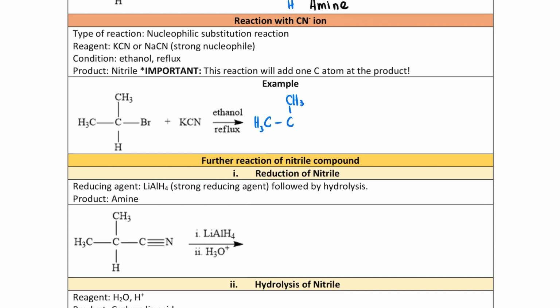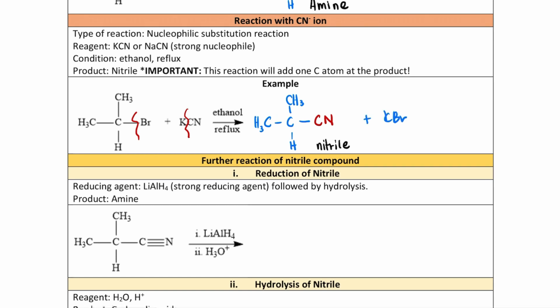And then over here H. Lepas tu ini okay sama macam tadi, Br ni akan keluar. And K dengan CN tu dia akan break lah. So K jadi K plus, CN jadi CN minus. So CN minus akan masuk dekat sini. So this whole thing here, inilah yang kita panggil nitrile compound. And our side product will be KBr.